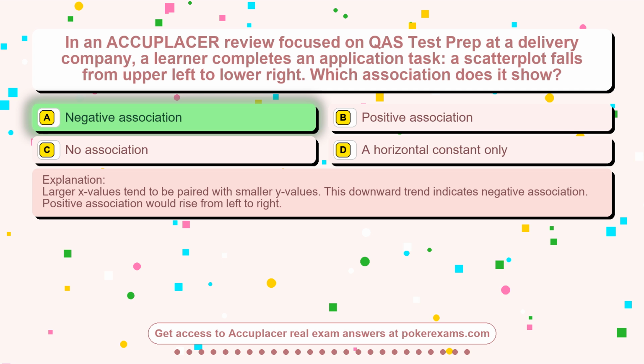Larger x-values tend to be paired with smaller y-values. This downward trend indicates negative association. Positive association would rise from left to right.